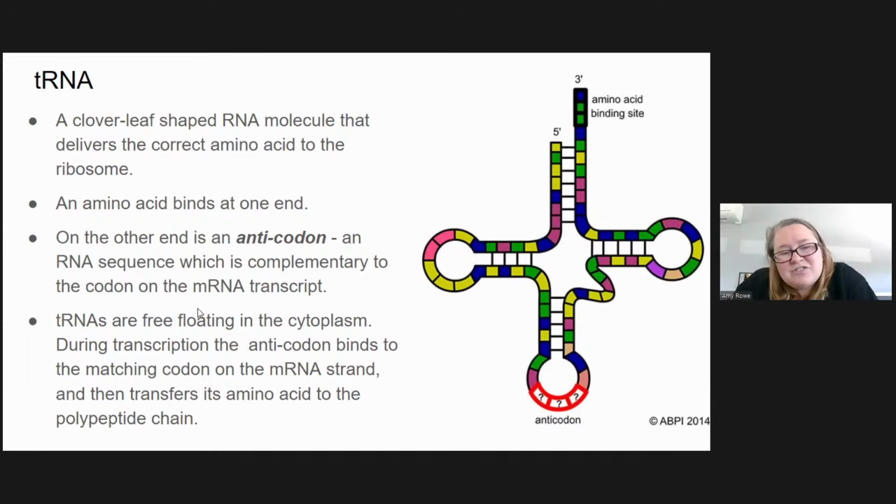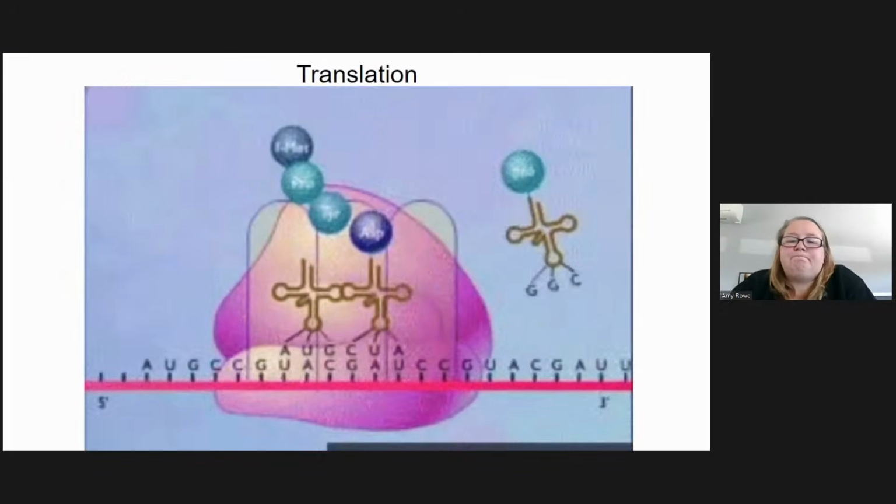So these transfer RNAs are free floating in the cytoplasm with their amino acids bound to them. And during translation, the anticodon binds to the matching codon on the mRNA strand and transfers its amino acid to the polypeptide chain. So I've got an animation of that coming up here.